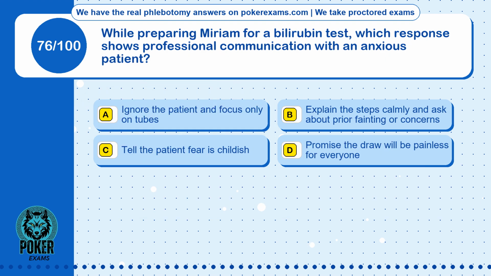Question 76. While preparing Miriam for a bilirubin test, which response shows professional communication with an anxious patient? Option A, ignore the patient and focus only on tubes. Option B, explain the steps calmly and ask about prior fainting or concerns. Option C, tell the patient fear is childish. Option D, promise the draw will be painless for everyone.